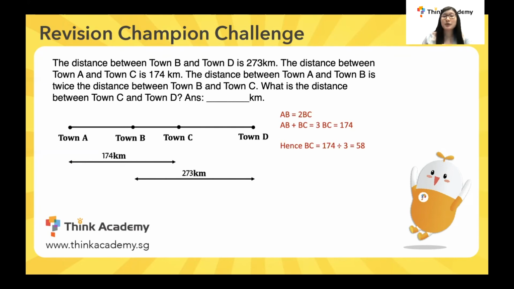And since we know that the distance between town B and town D is 273 kilometers, and the distance between town B and town C is 58 kilometers, we can then find the distance between town C and town D, which is 273 minus 58, or 215 kilometers.